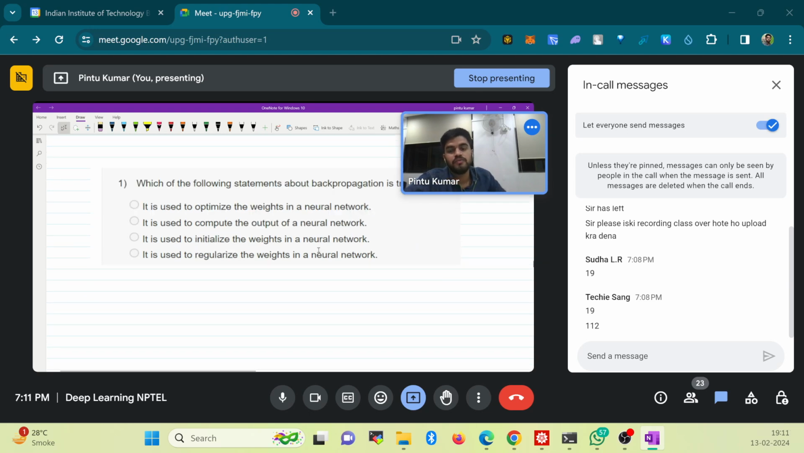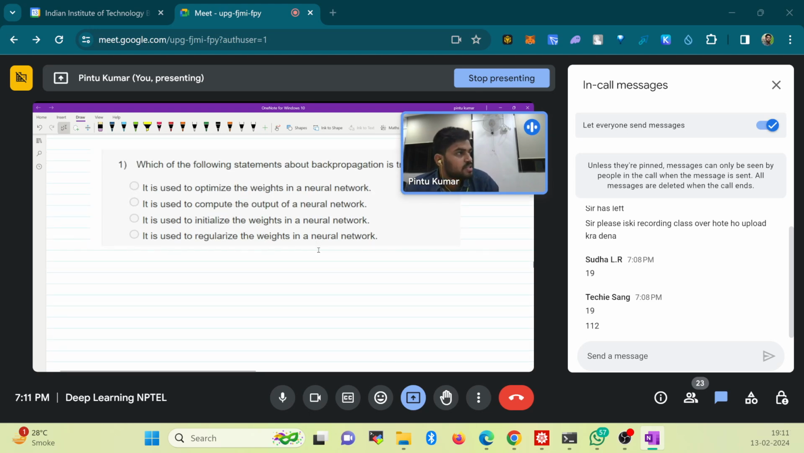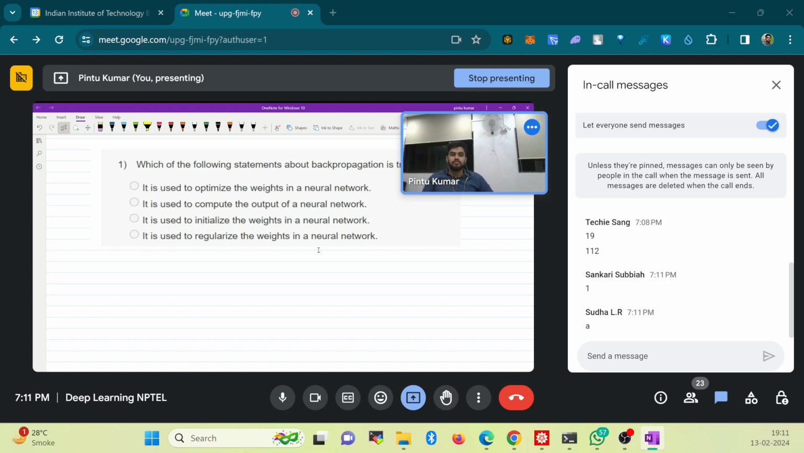Which of the following statements is true? Can you please answer this one? I'll wait for a minute. What is the use of backpropagation? Yeah, this is used to optimize the weights of a neural network. Right, correct. So backprop is used to optimize the weights, that is correct.